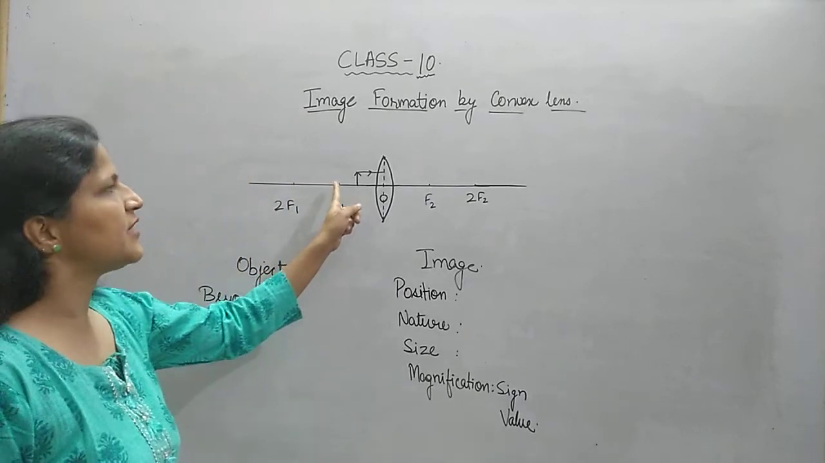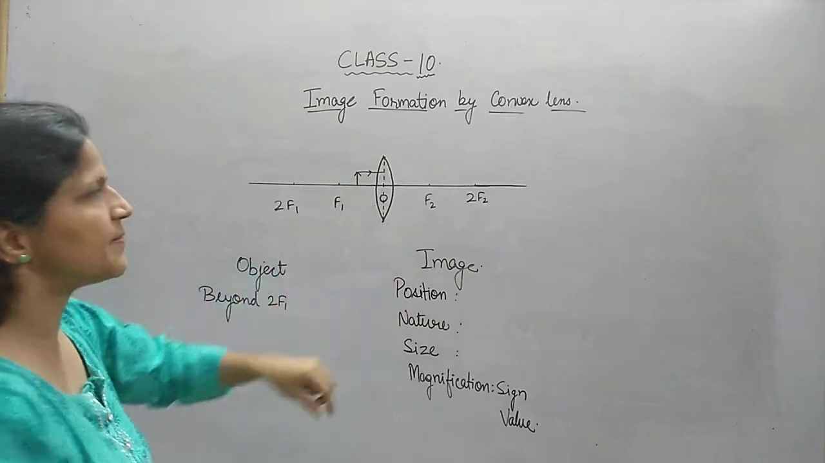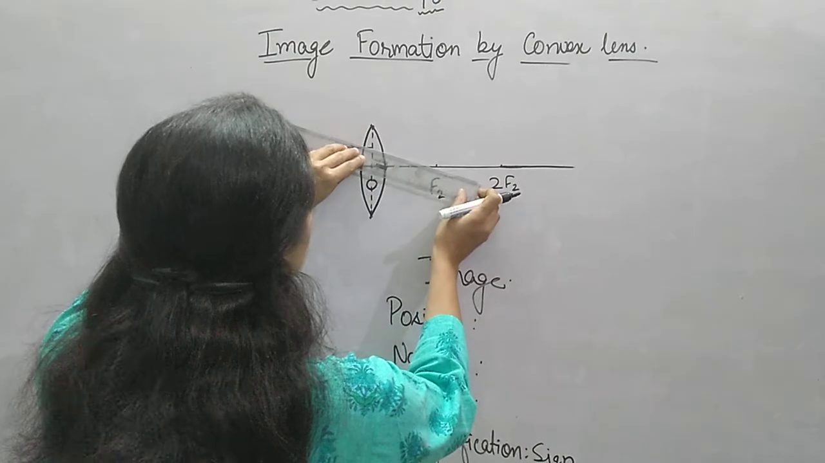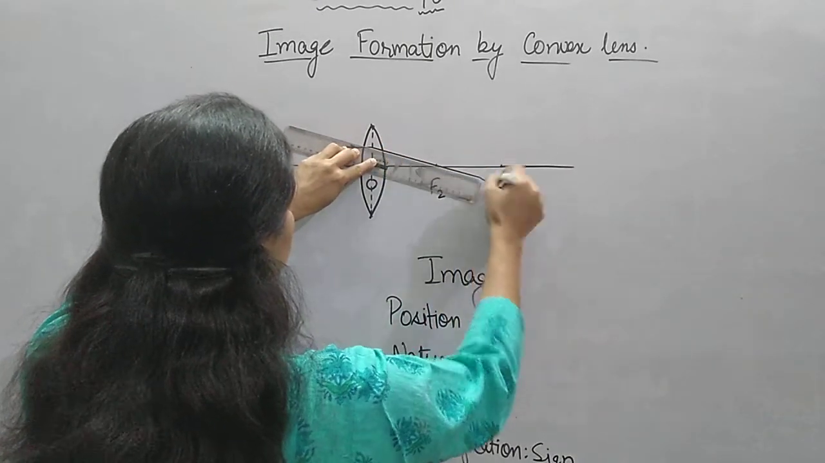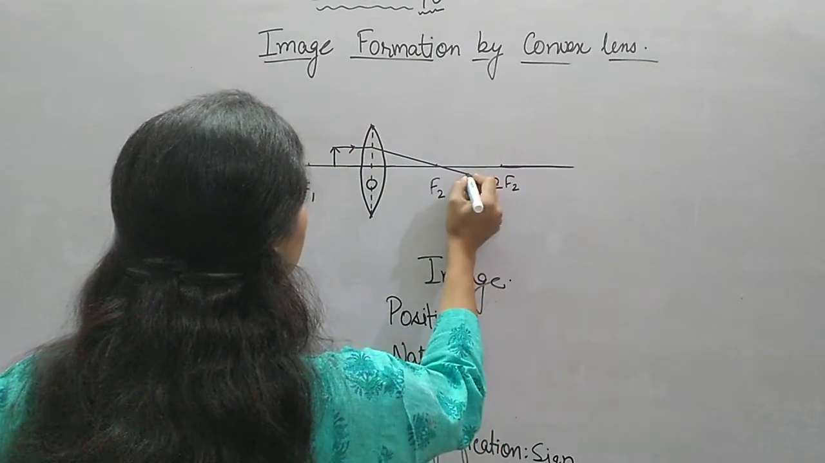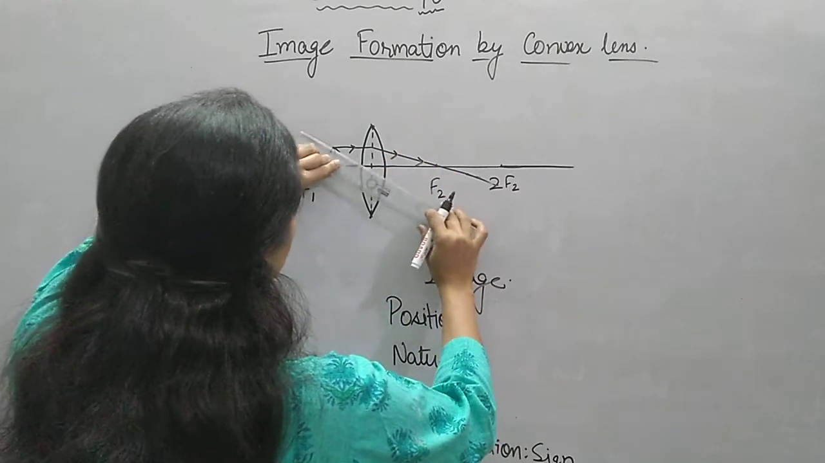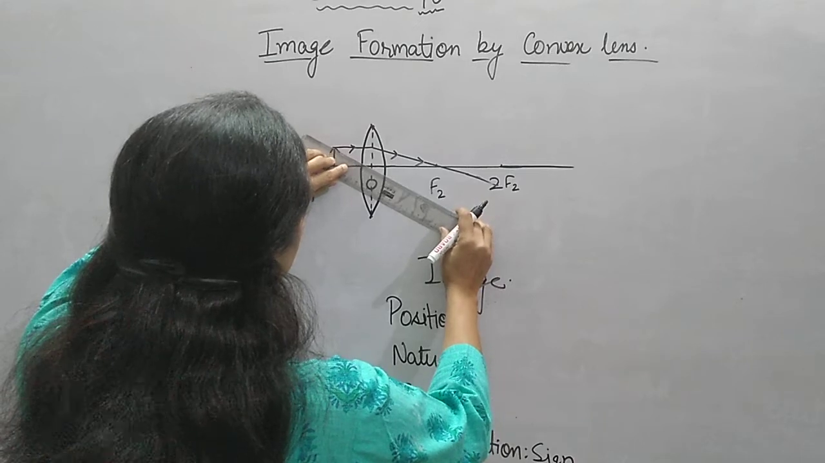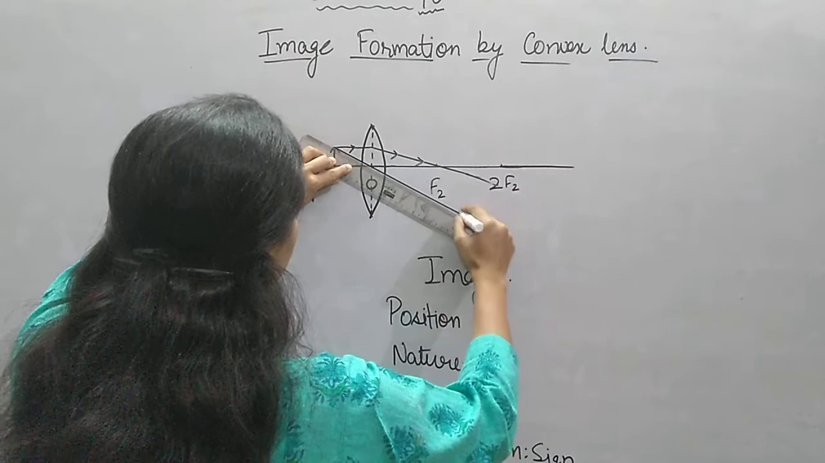So I have chosen the first rule where the incident ray is going parallel to the principal axis. After refraction, it passes through the focus F2. This ray is passing through F2. So this is our first refracted ray which has passed through F2. Another ray I can take through optical center. A ray will go through the optical center that will pass undeviated through it.